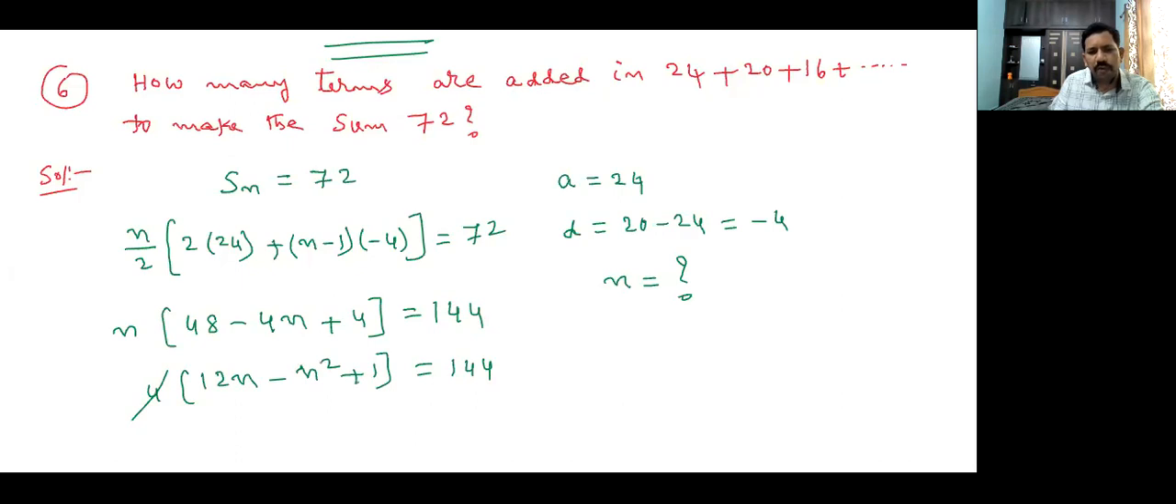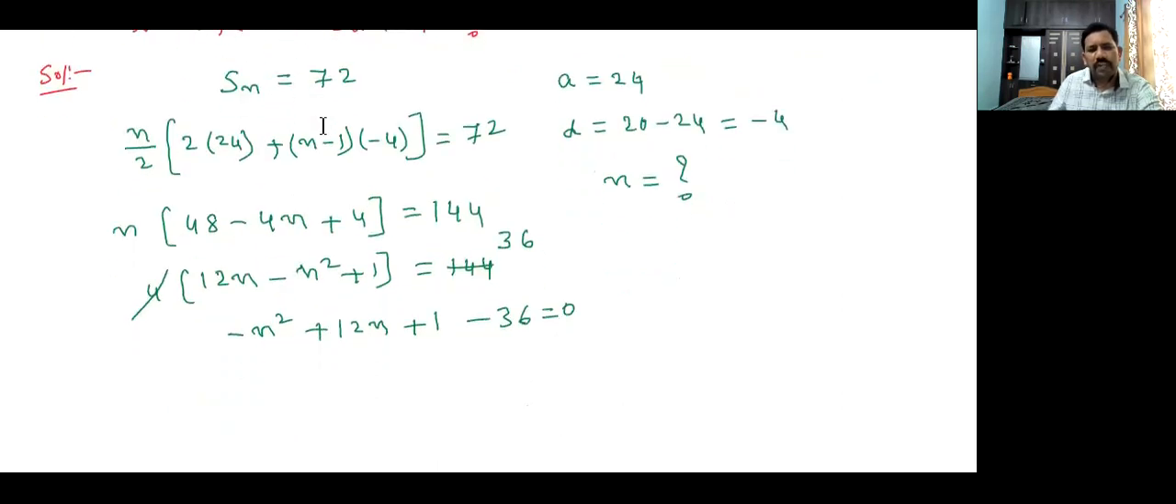Here observe the 4 table. 4 3s are 12, 4 6s are 24. Okay, now write in particular order. Minus n square plus 12n plus 1 minus 36 is equal to 0. Now this is converted into a quadratic equation. n square minus 12n. Here observe that 1 minus 36 is minus 35. I have taken minus common, so we get plus 35.